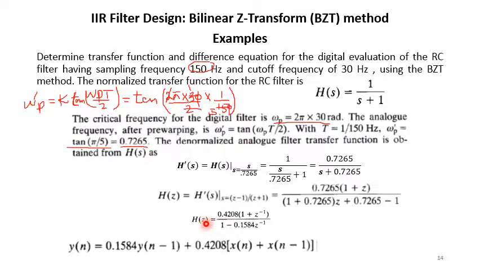Now the next step is that we obtain H of Z. So how do we obtain H of Z? To obtain H of Z, we say H prime of S should be replaced by Z minus 1 divided by Z plus 1.